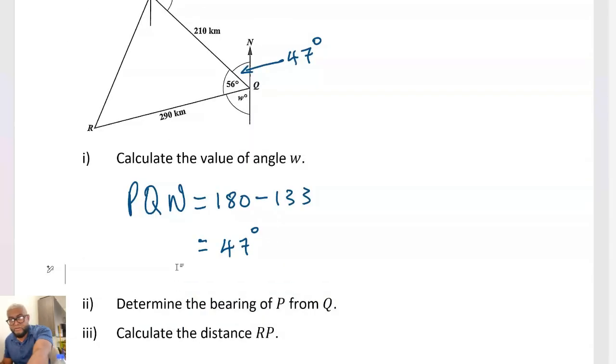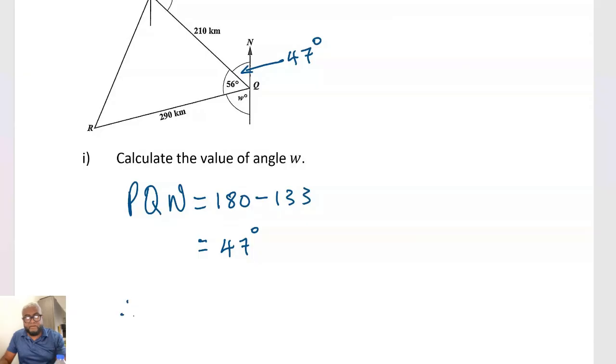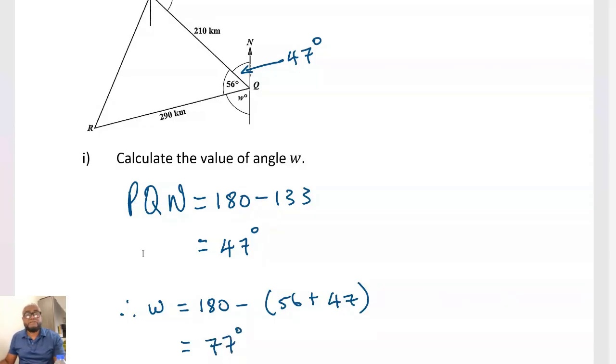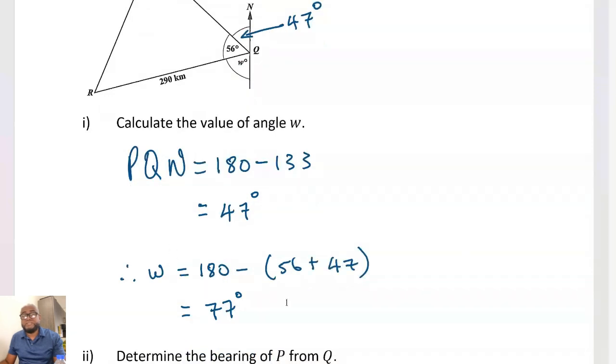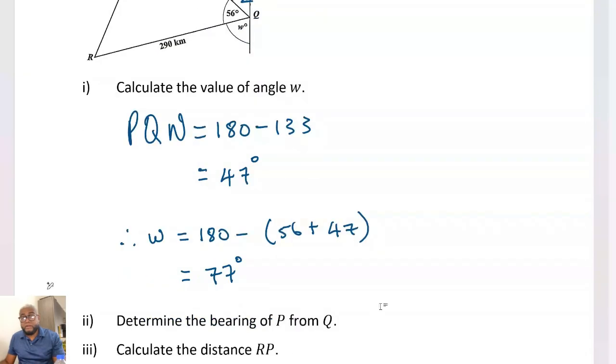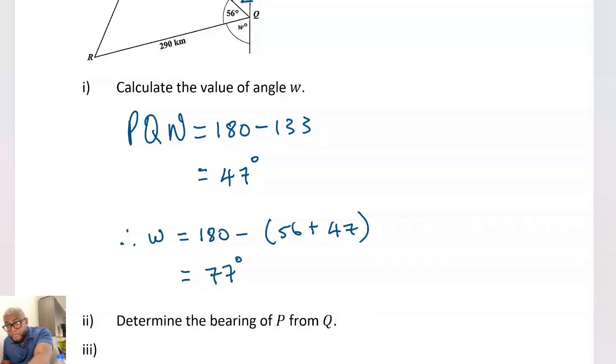Now W would be equal to 180 minus 56 plus 47. What would my answer be here? 77. Everybody good there? Rishi, you good there? Okay, we found W. Determine the bearing of P from Q.